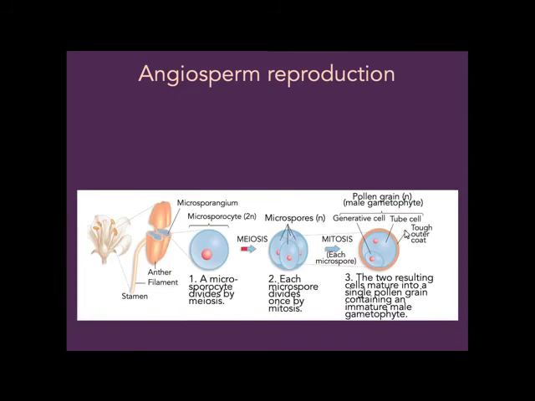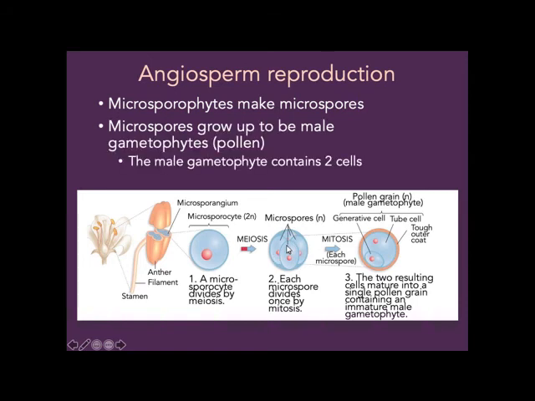All right, this is what's going on in the anthers. So the microsporophytes in here are making microspores. Okay, so here's a microspore, and then the microspores will grow up to be the male gametophytes, which is a pollen grain. And the male gametophyte will contain 2 cells, a cell called a generative cell and another cell called the tube cell. So this is the cell that will give rise to the tube that forms to get all the way down through the flower into the female organs, and this is the cell that will make the sperm to go up the tube.